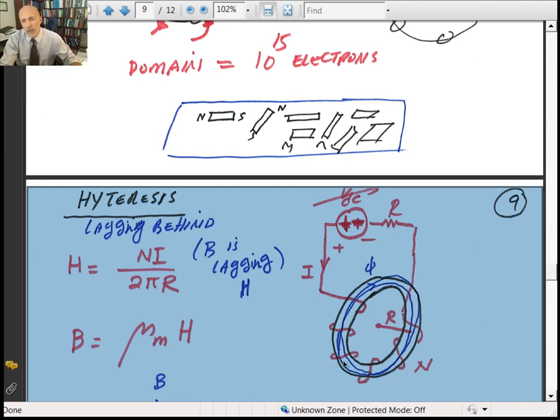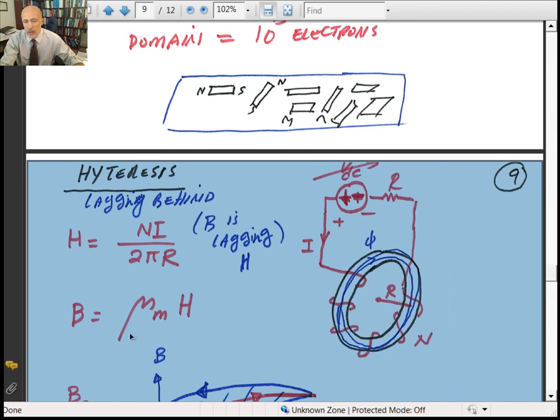When you do that, you really line up those domains, and now if you remove the current, which we're going to see in a minute, what is left is called a residual magnetization. This thing will become a permanent magnet, and they will all be locked in. So we already looked at this. Ampere's circuit law gives H equal to N times I divided by 2 pi R. Now B is equal to mu, the permeability, times H.